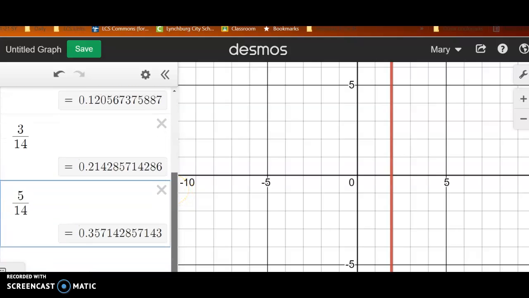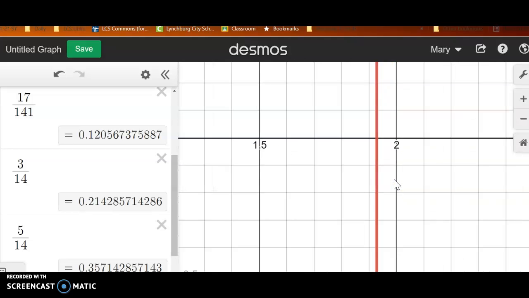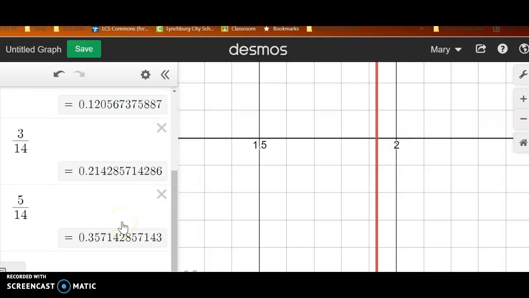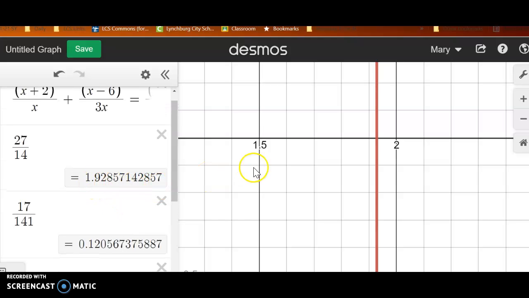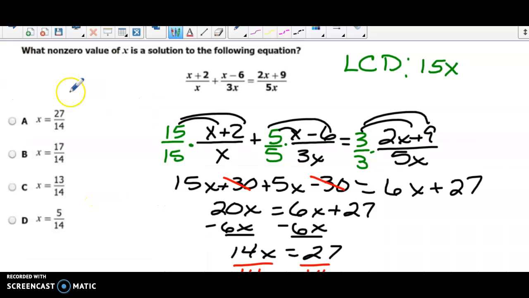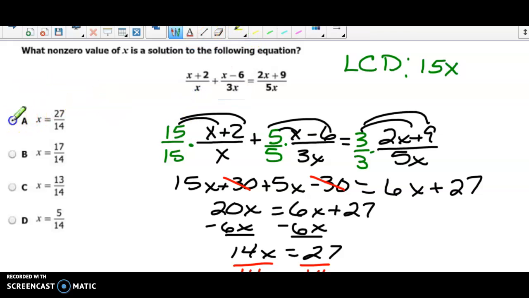Okay? So you see that? So I'm looking here at where it crosses my x-axis. So I'm going to try to zoom in. I know that it's less than 2. And the only one of my answers that is less than 2, but greater than 1.5, is this answer right here. So I can plug it into Desmos and get it that way. So our answer here is going to be answer choice A. All right?